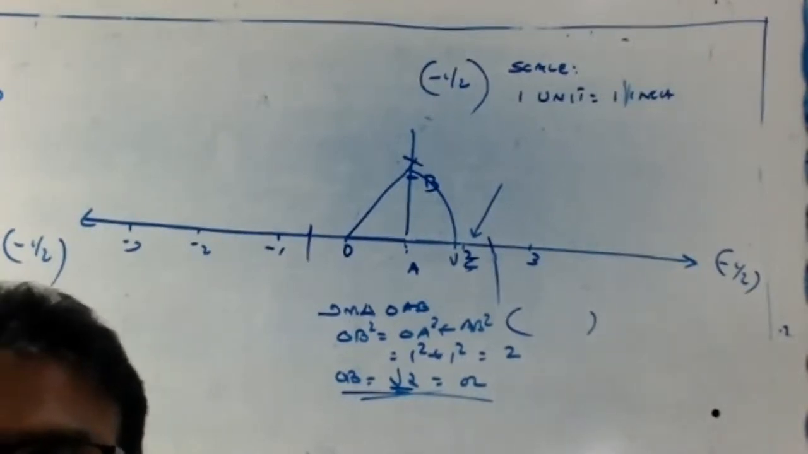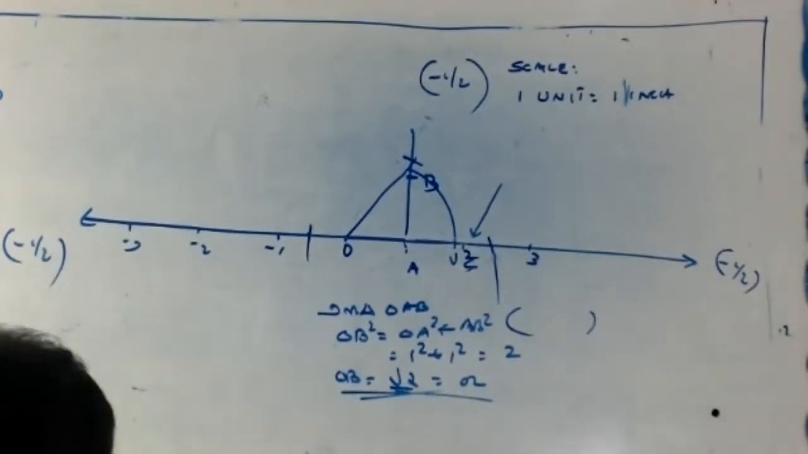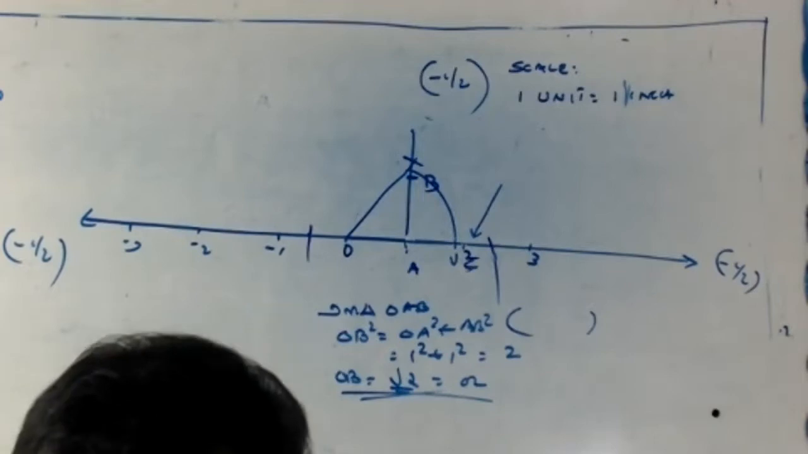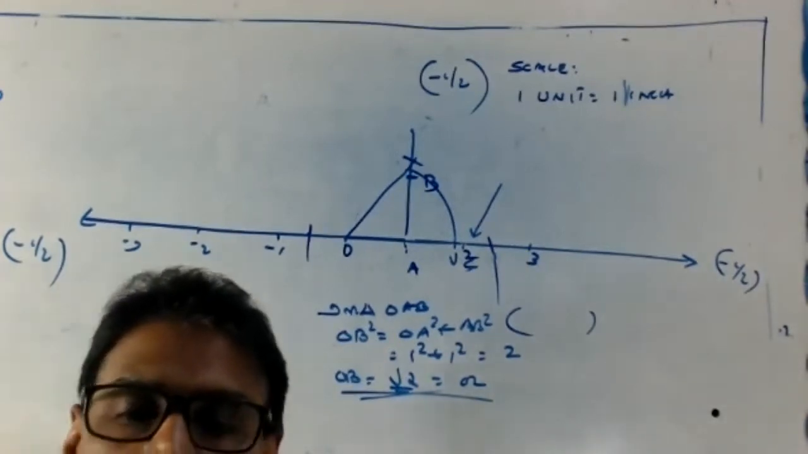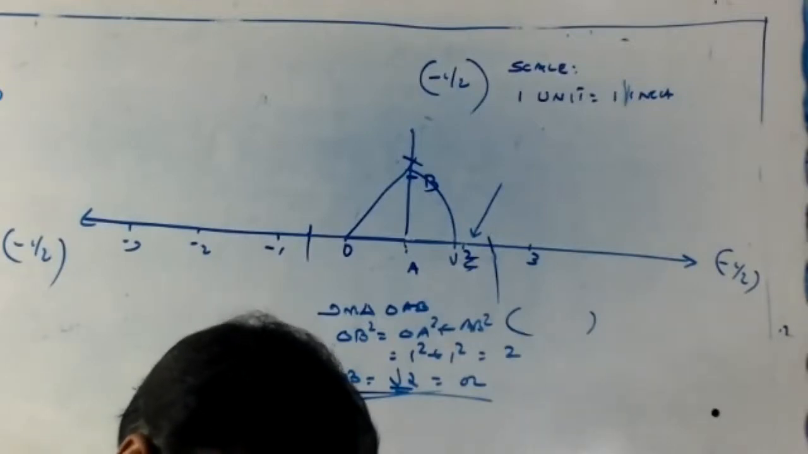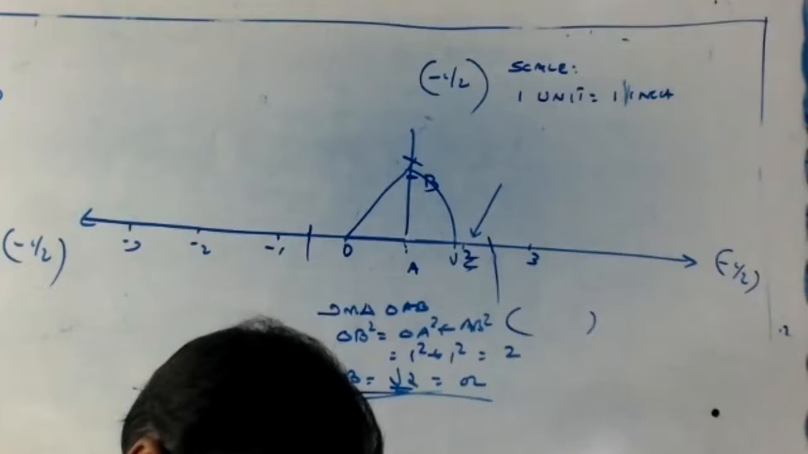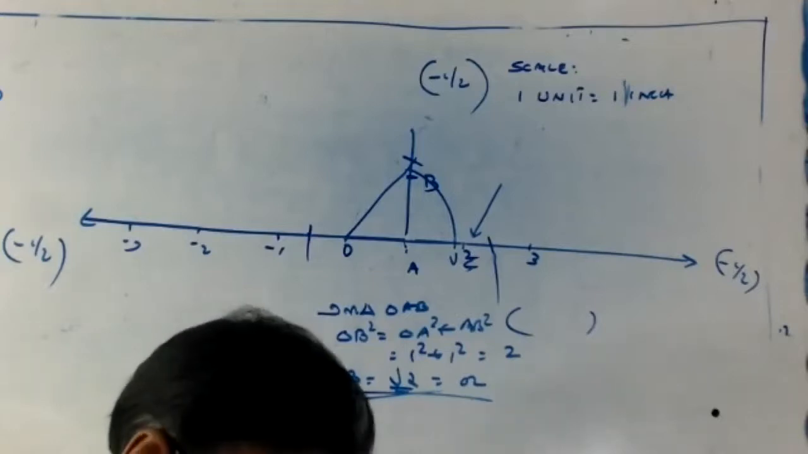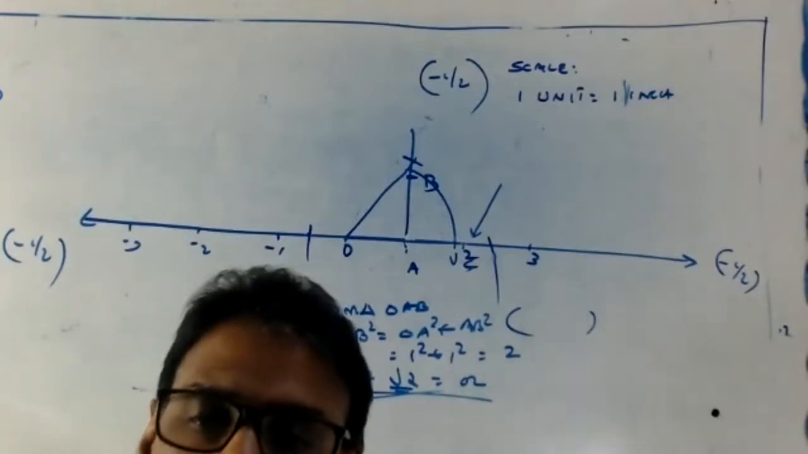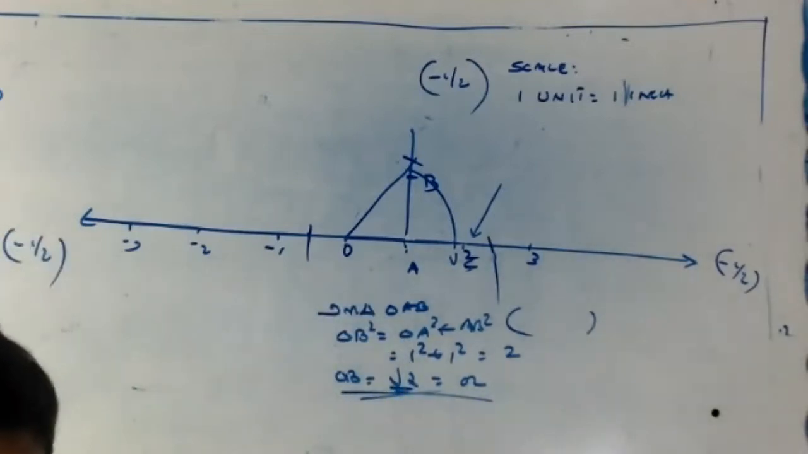Anyway, I'll just show you root 3. Maybe it's easier. Then write: locate root 3 on the number line. Look here, there are 2 methods.